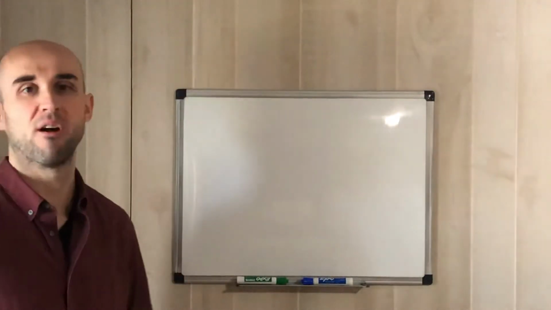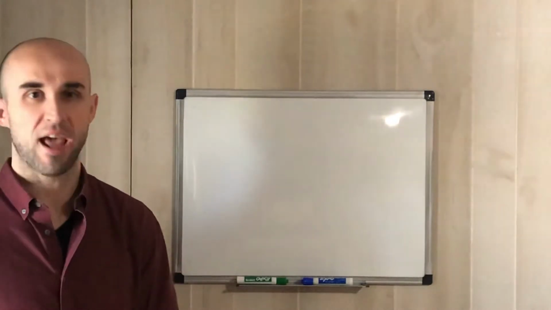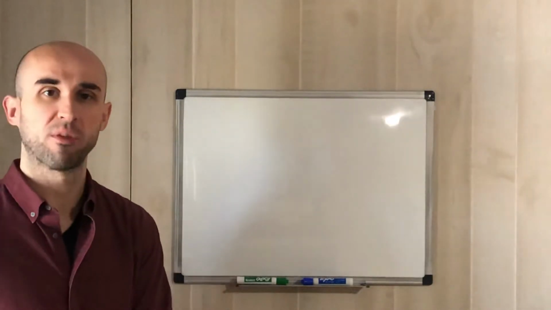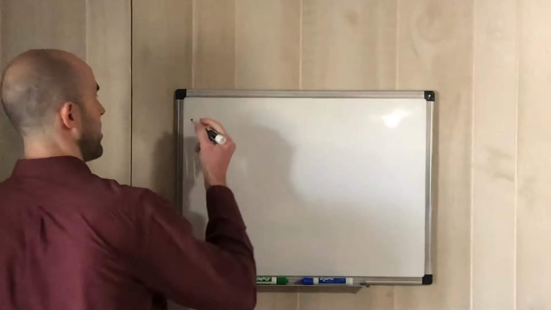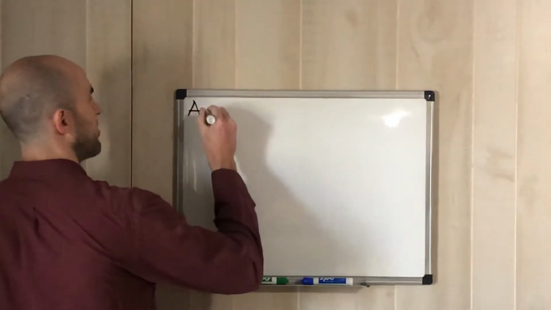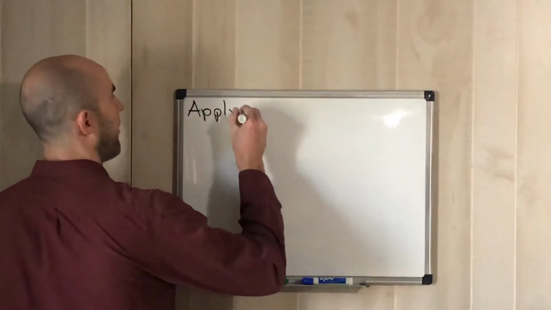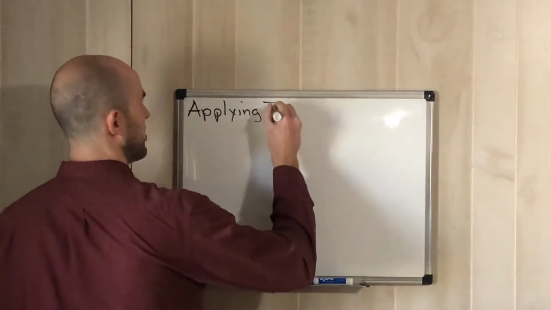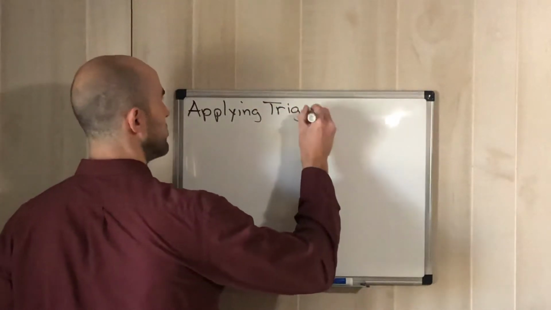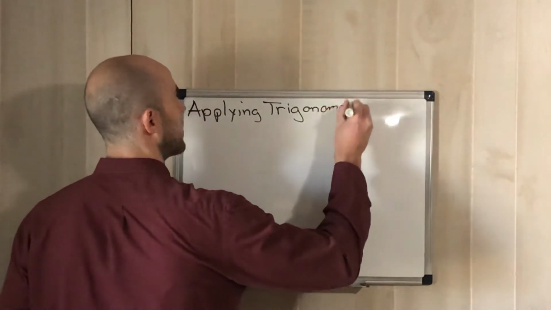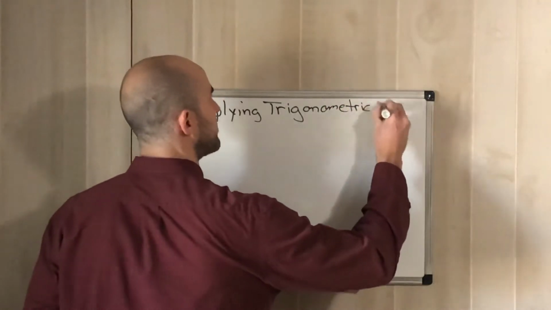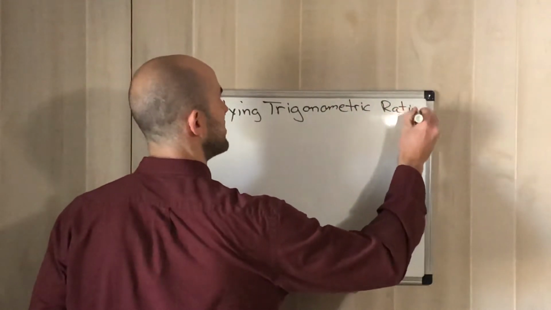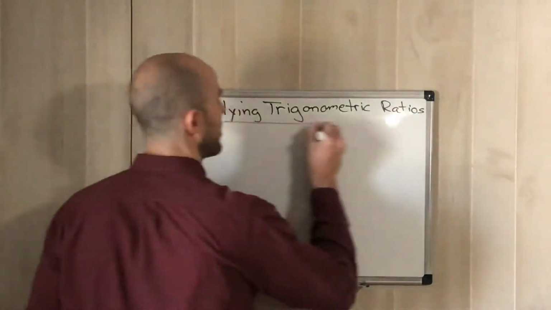It's being able to figure out unknown sides, unknown angles. Unknown angles we're going to work with in the next lesson, but today we're going to work with unknown sides, right? We're going to work with actually being able to apply trigonometric ratios, being able to see how we use them. And so the first thing, again, just feeling comfortable with knowing what they are.